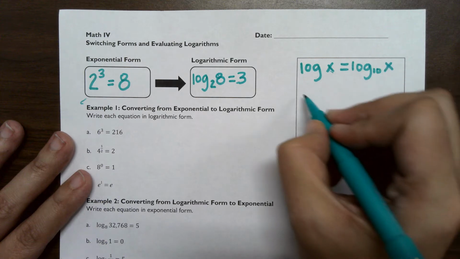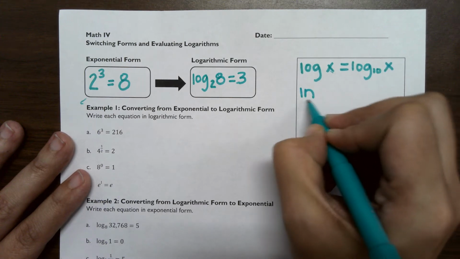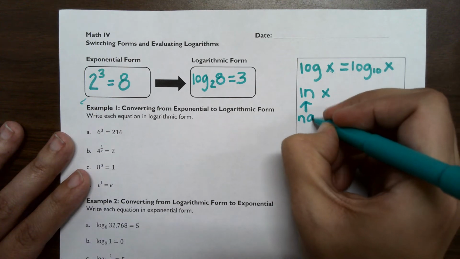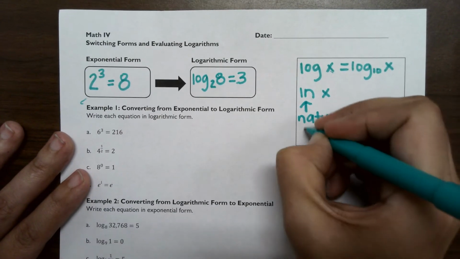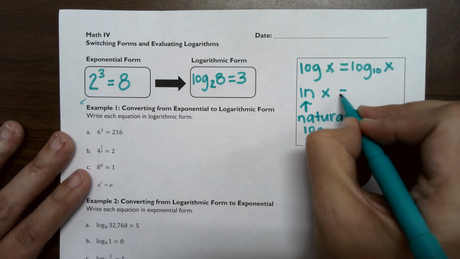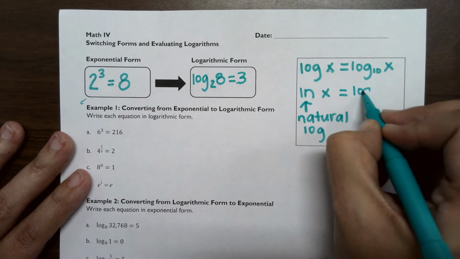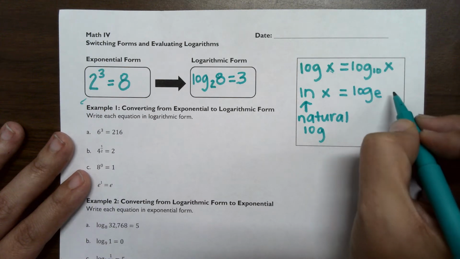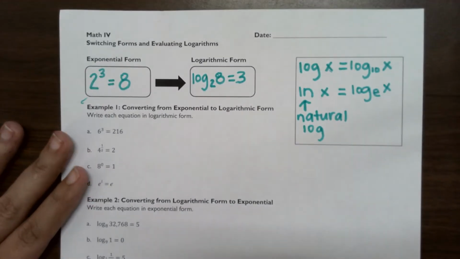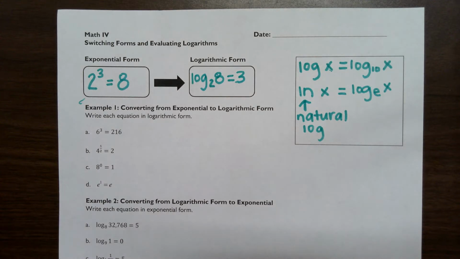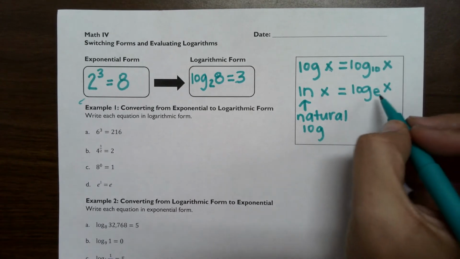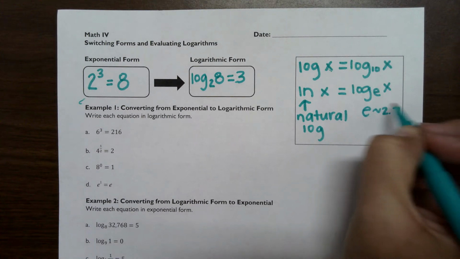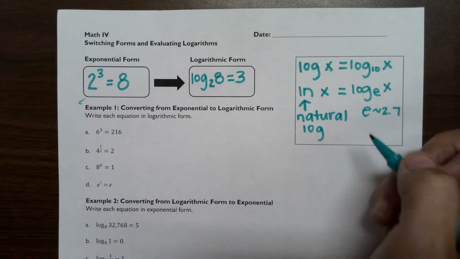And if they write ln, ln is a special log. It's called a natural log. And that is the same thing as a log with the base of e. So we'll talk more about this e when I get back on Thursday. But e is a number. e is about 2.7. We don't use 2.7. We actually use e like in the calculator.